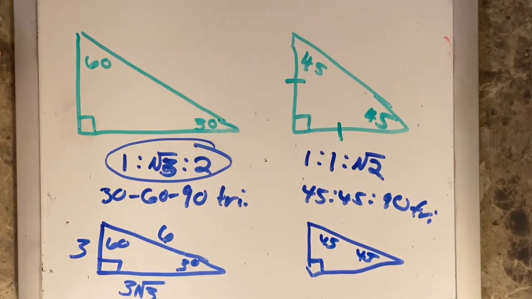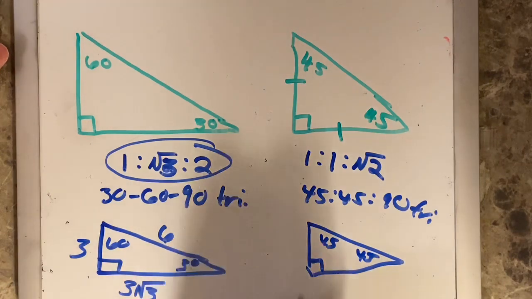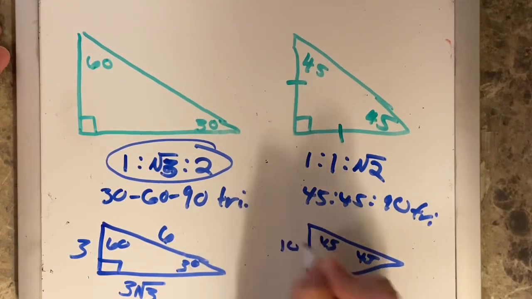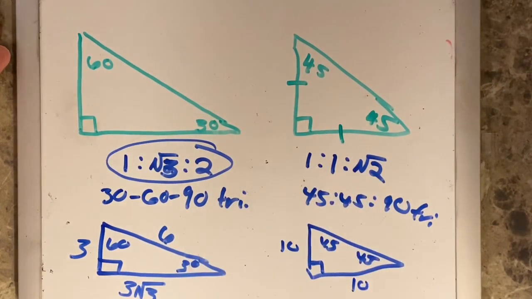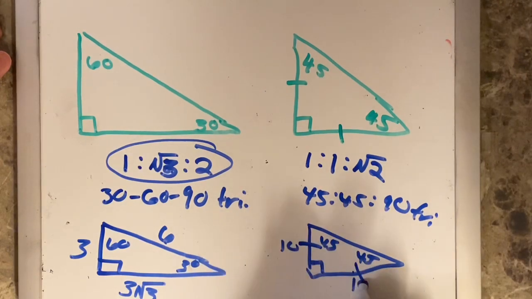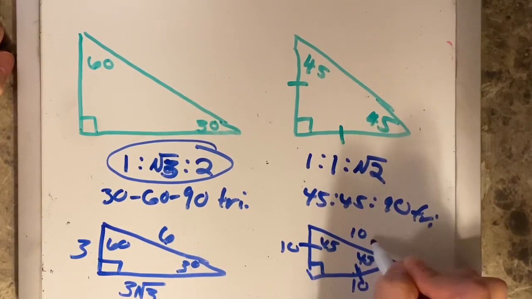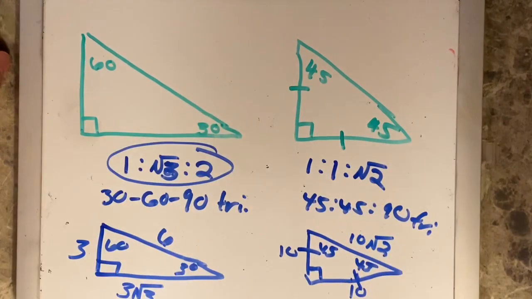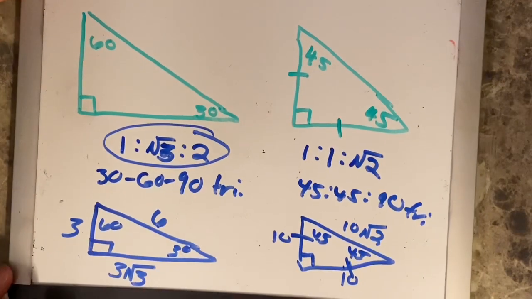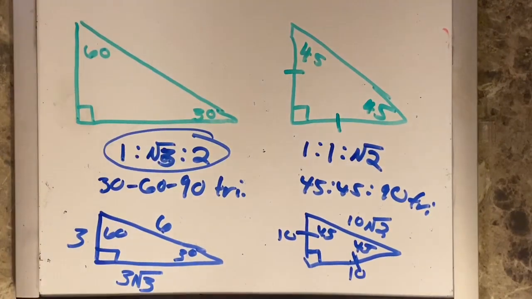And let's say, how about this? We can do a 10, 10, and these two sides are equal. That means the hypotenuse would be 10 times the square root of 2. Okay, so let me explain this in more detail. Let me adjust this. Okay.